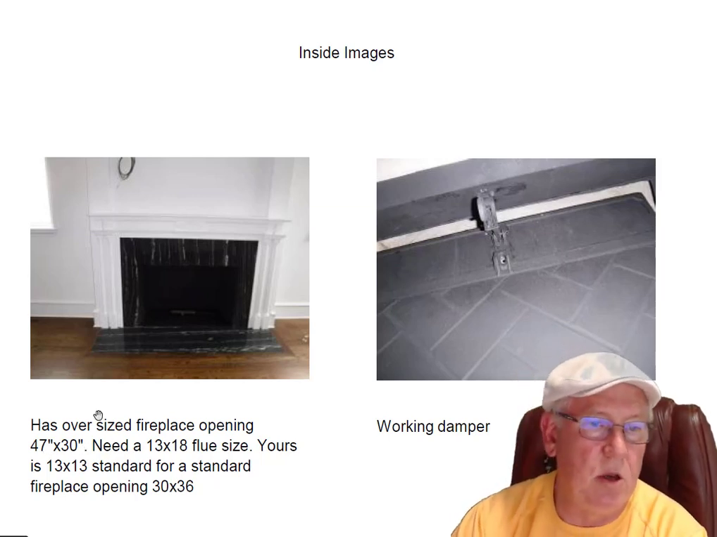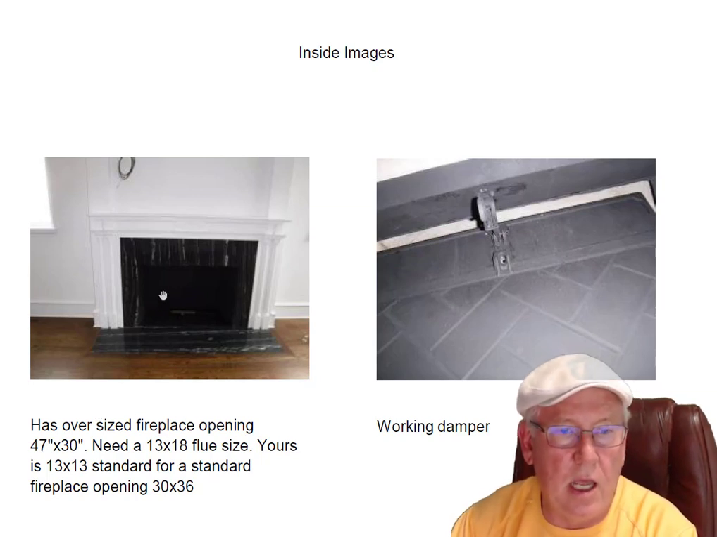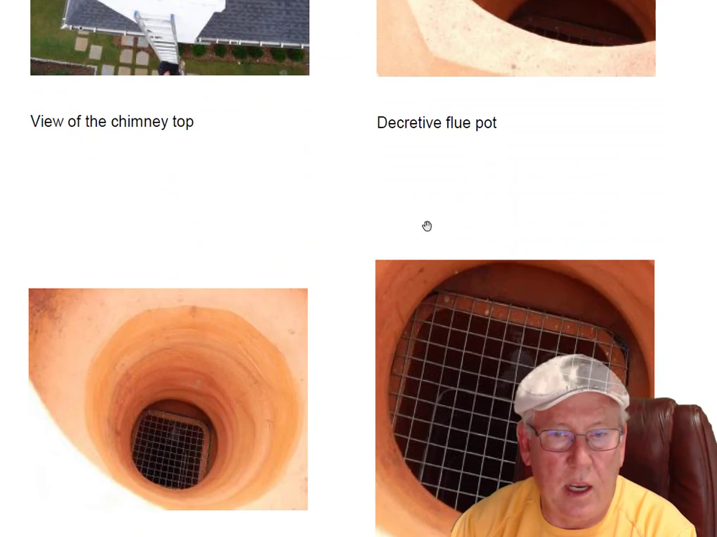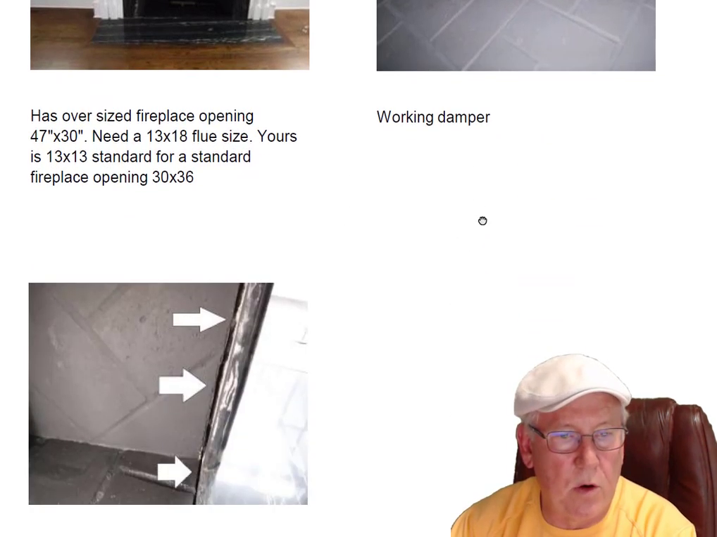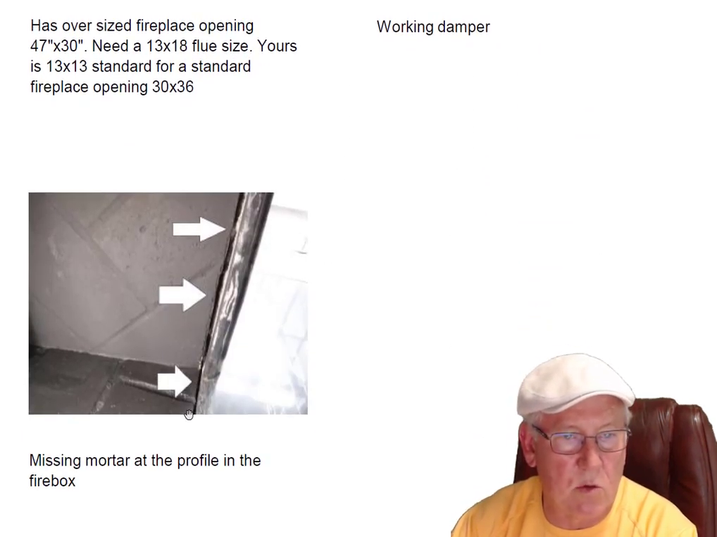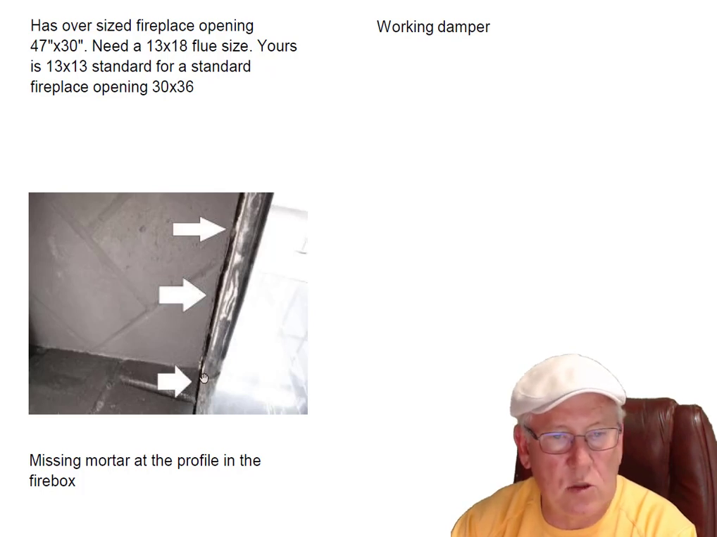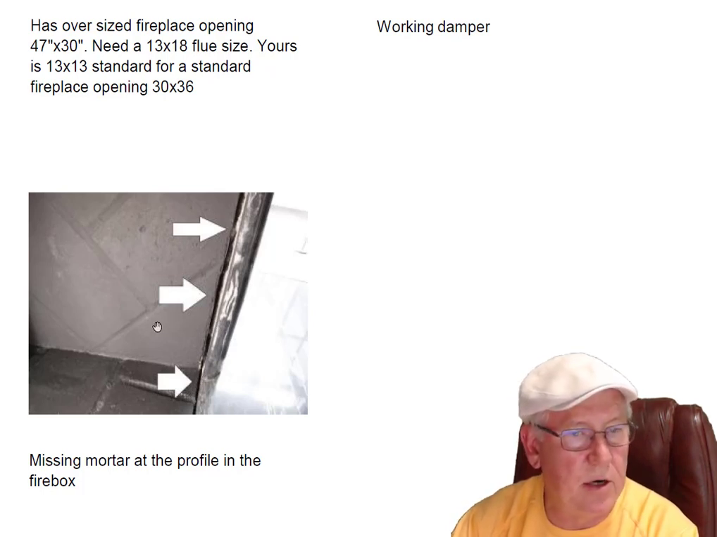The reason this is significant: you have all this air coming in, and if the flue size is not large enough to handle that volume of air, most will go up the chimney, of course, but a lot of it may come out in the front. Then add the screen situation to it, and it's more than likely that it's going to smoke up the house when you go to fire it up. Working damper, no problem with the damper. Missing mortar at the surround. This is called profile joints, where the surround meets the firebox area. It's a code violation. Needs to be repaired.